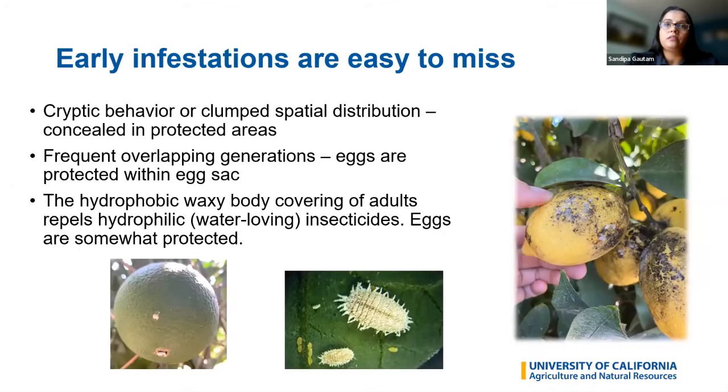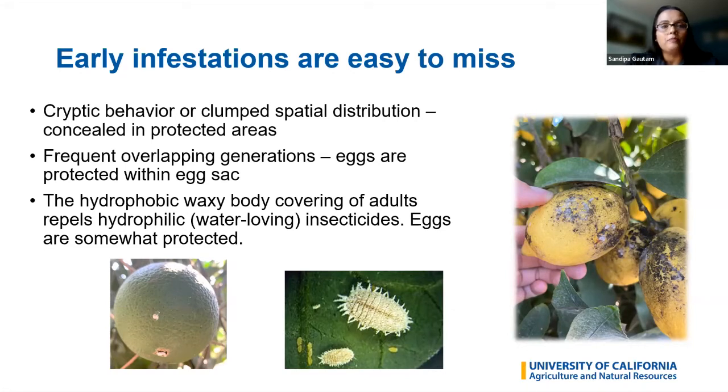Now, because of the cryptic behavior and clumped spatial distribution of this pest, it can easily avoid detection, especially in early infestation states. It may be present on one part of the block, and it's easy to miss, especially if you're not actively scouting for it, because it is one of those pests that usually is present in the inner canopy of the tree.